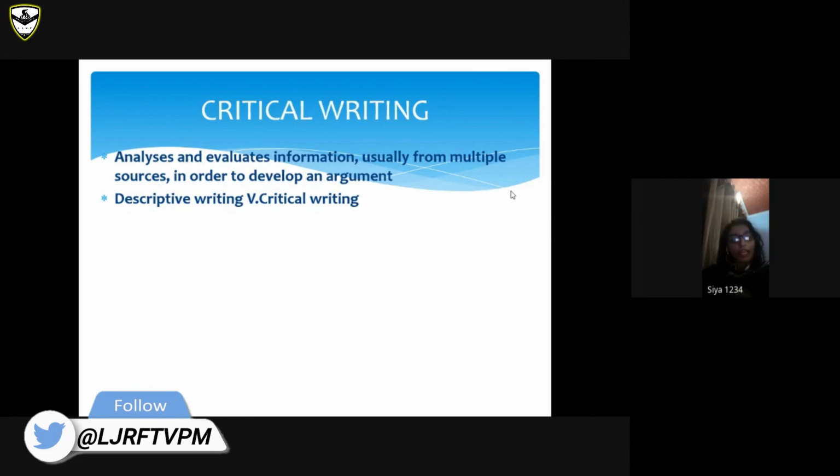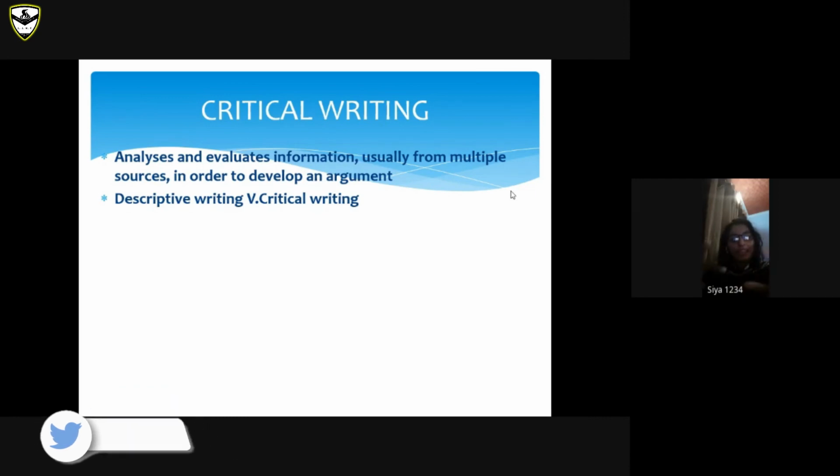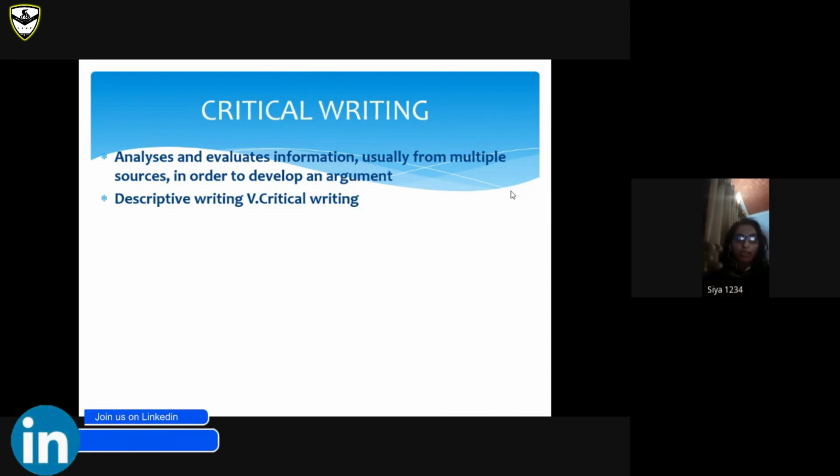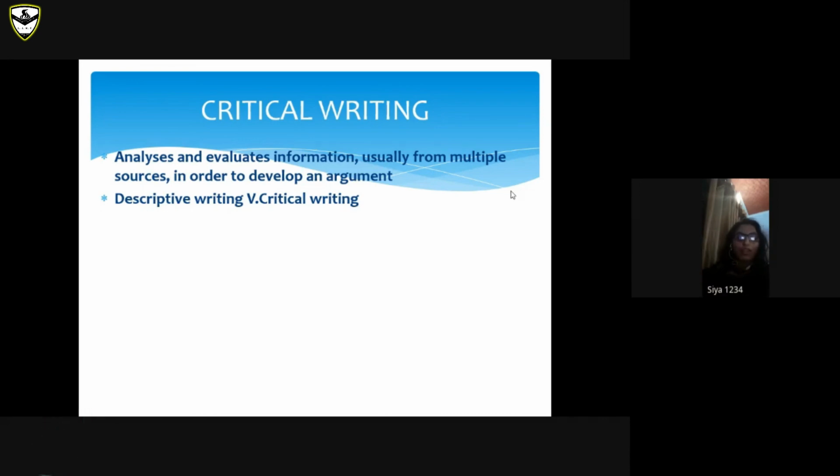Everything is needed. Even if you are analyzing the crime rate, you need data from NCRB. That is the authentic source related to crime rate and conviction rate in our country. So even if you are doing critical writing, you need a concrete descriptive writing. See, when it comes to critical writing, evaluate the significance of what happened, hypothesize why something happened.